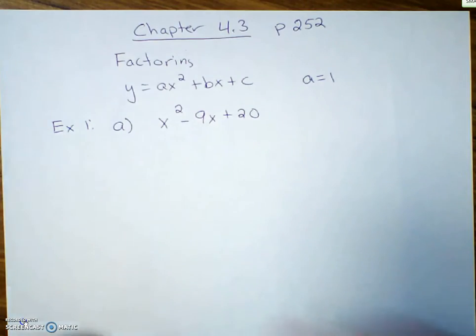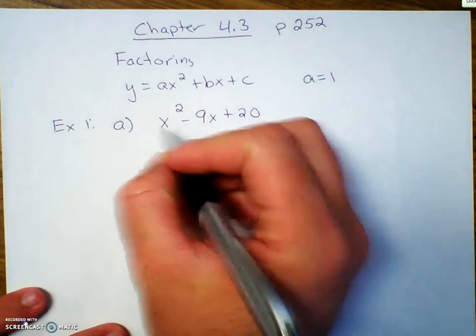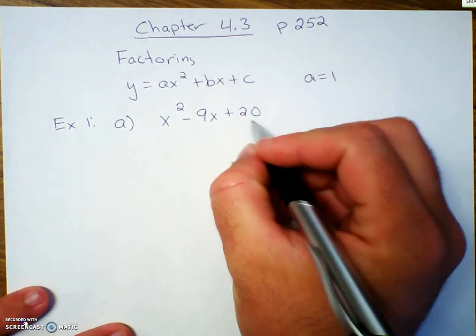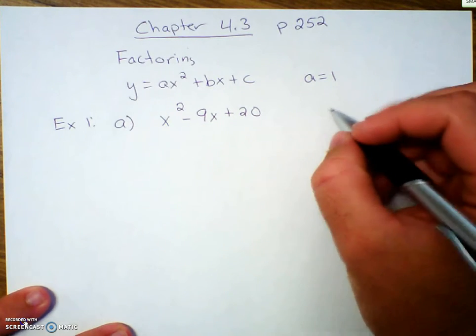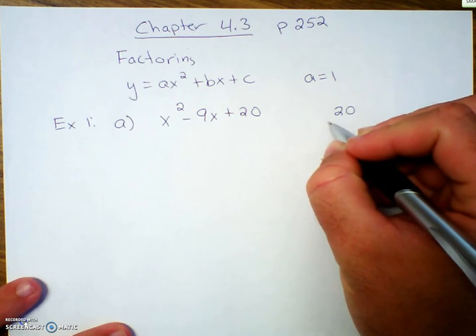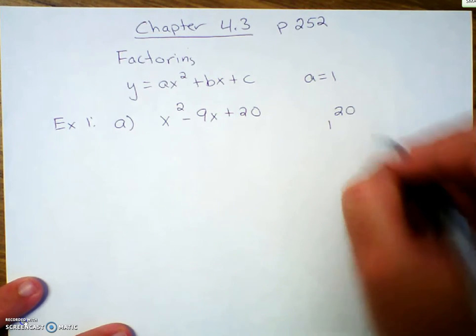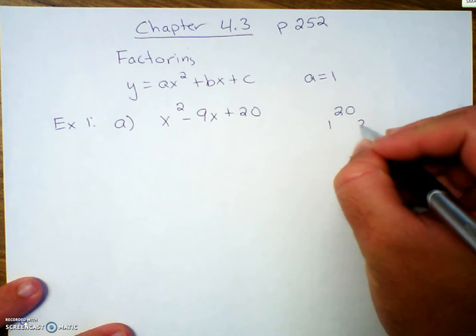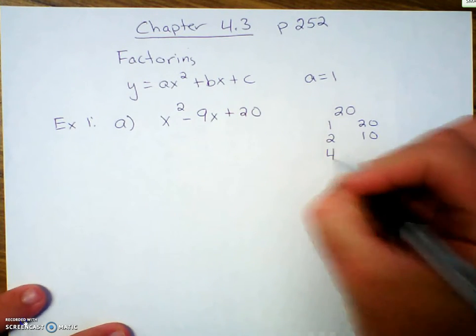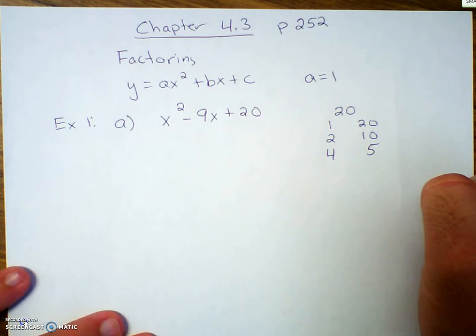So if you notice, there's not a number in front of the x squared. We've got 3 terms. So the way you're going to do these problems is you're going to look at your last number, which in this case is 20, and it's a positive 20. And you're going to list out all of the factors of 20. And I usually start off with 1. So 1 times 20 gets you 20. 2 times 10 gets you 20. 4 times 5 gets you 20.